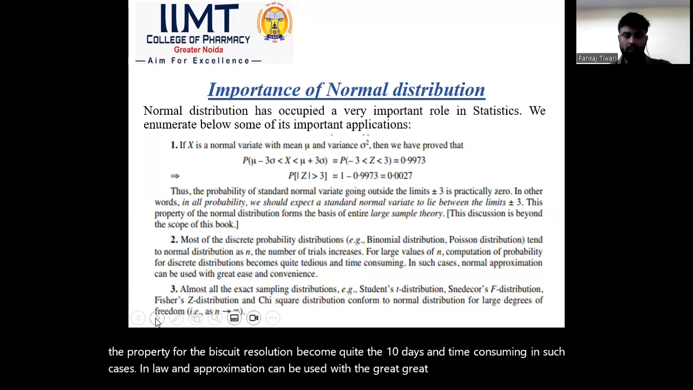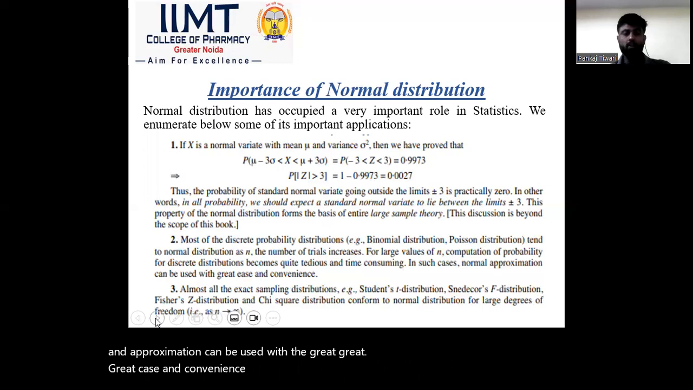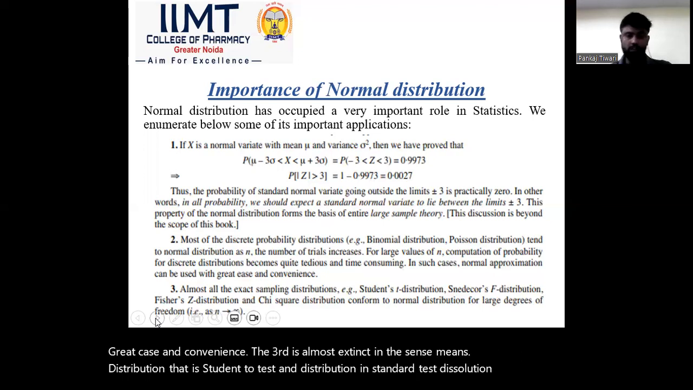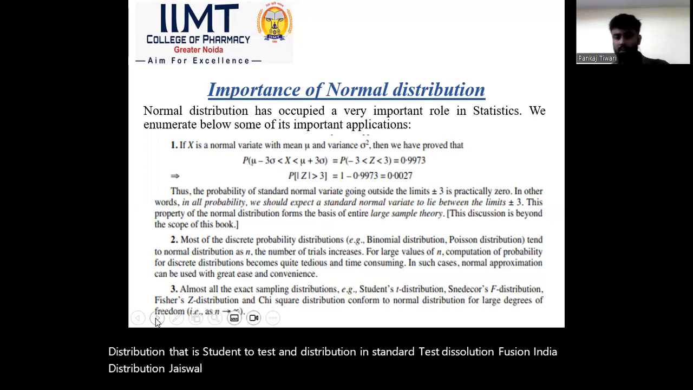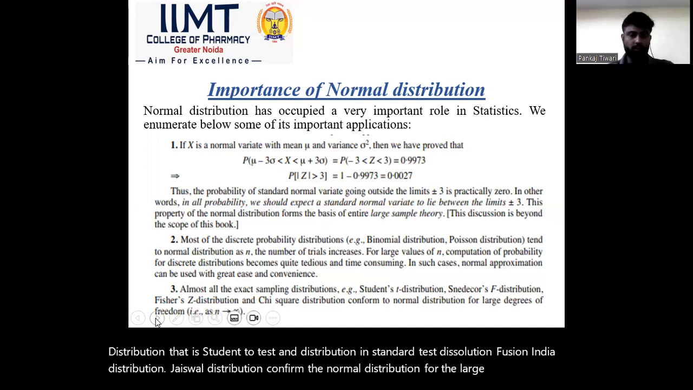Third, almost all the exact sampling distributions, that is Student's t distribution, F distribution, Fisher's Z distribution and chi-square distribution, conform to the normal distribution for large degrees of freedom tending to infinity.